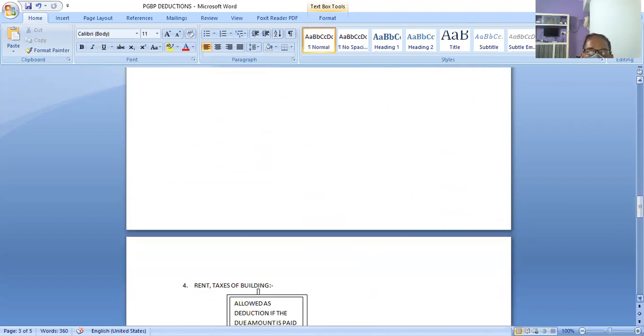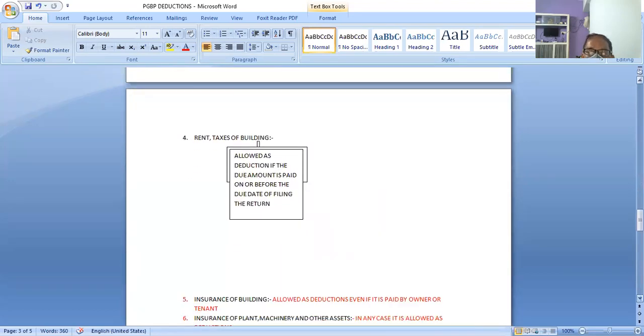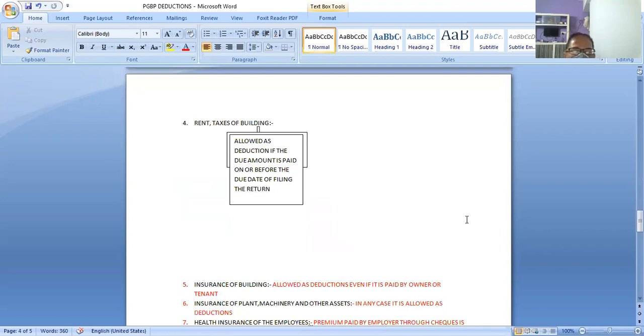Now, next is rent and taxes of building, own building or rented building. It is allowed as deduction if the due amount is paid on or before the due date of filing the return. Before filing the income tax return, you have to pay the amount for rent and taxes of building. Before filing the return, if you pay the amount, then it is allowed as deduction.